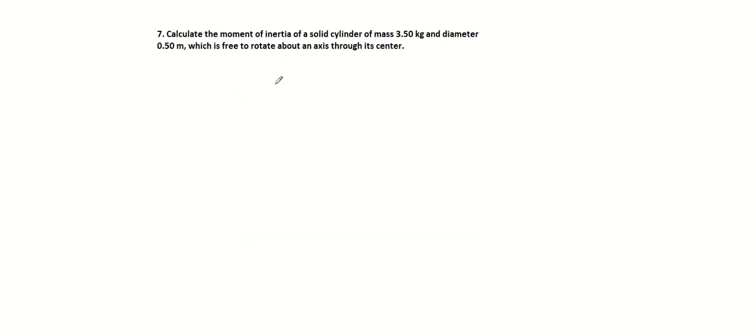Dito sa number 7, sabi, calculate the moment of inertia of a solid cylinder. Meron siyang mass na 3.5 kilograms and diameter na 0.5 meters. Identify natin. Mass, meron tayong 3.5 kilograms. And then, meron tayong diameter na 0.5 meters. Sa pag-solve nito, we need the radius, hindi na yung diameter. Kalahatiin na natin. Yung 0.5 kalahati niya is 0.25.